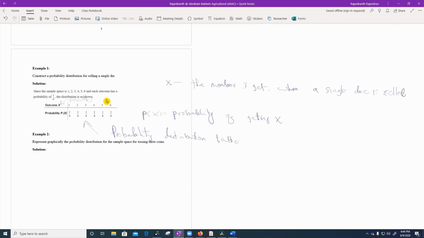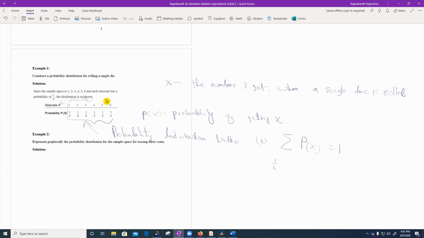So let us check whether those two properties are satisfied. Ask yourself, is this condition satisfied? That means, if you add all the possible probability values, you should get 1. These are the probability values we have. When you add, will you get 1?